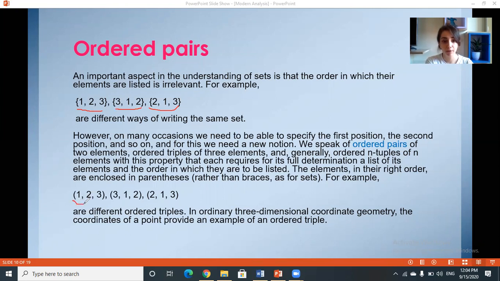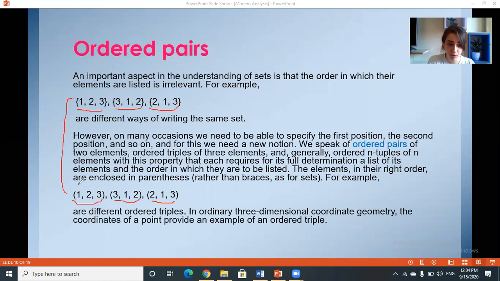Here we have ordered triples: (1, 2, 3), (3, 1, 2), and (3, 2, 1). See the difference? See the braces firstly. This is the brace of just a set, but this is the brace of ordered pairs. These three are different ordered triples.